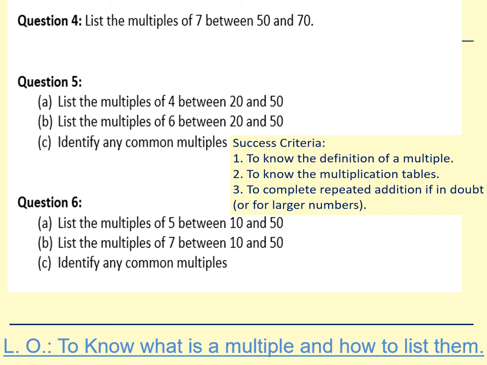Okay, so in here we've got a little bit different type of questions. Question 4, you need to find the multiples of 7 between 50 and 70. And 2 more questions which actually are an introduction to the next lesson. So pause this video. It should take you between 7 and 10 minutes to answer these 3 questions.